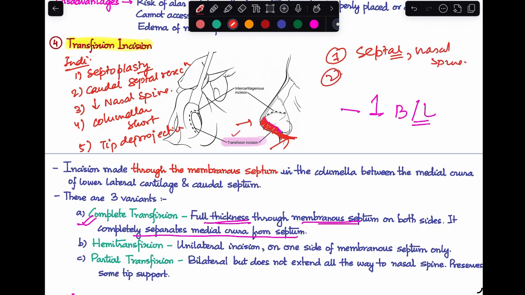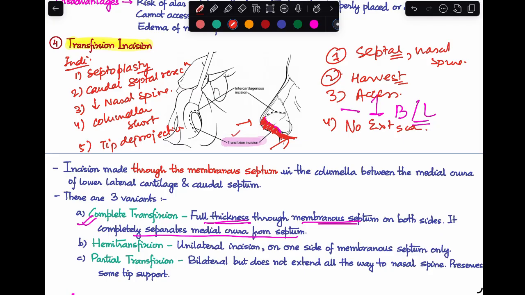Second, this incision will help you harvest the septal cartilage. Third, we already spoke about this: when we combine transfixion with the intercartilaginous incision, it will give us full access to the whole endonasal area. So that is a very important point. And the fourth advantage is that it is a hidden incision, so we do not have an external scar. So these are some advantages.